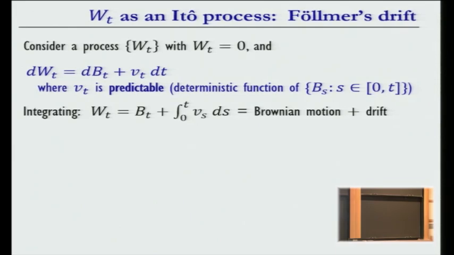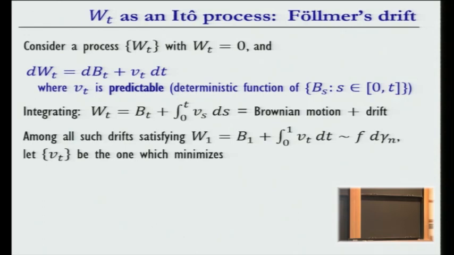Okay. So now that was in general for any VT. But now I want to tell you how to choose a specific VT. Remember, our goal is at time 1 we want to end up according to the Gaussian measure on the set S, or according to f times the Gaussian measure. So think about all the drifts which would get you there.